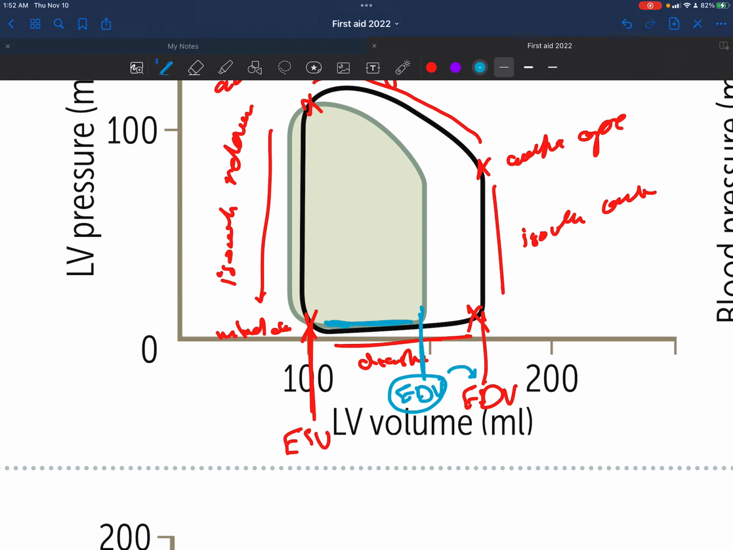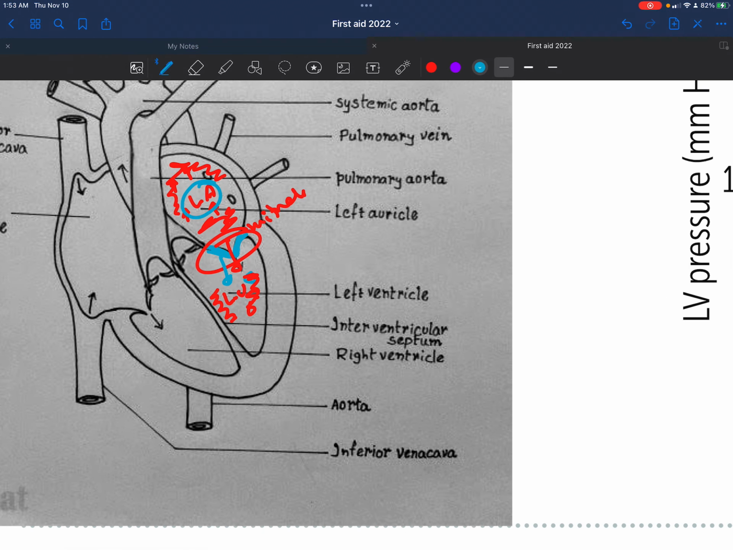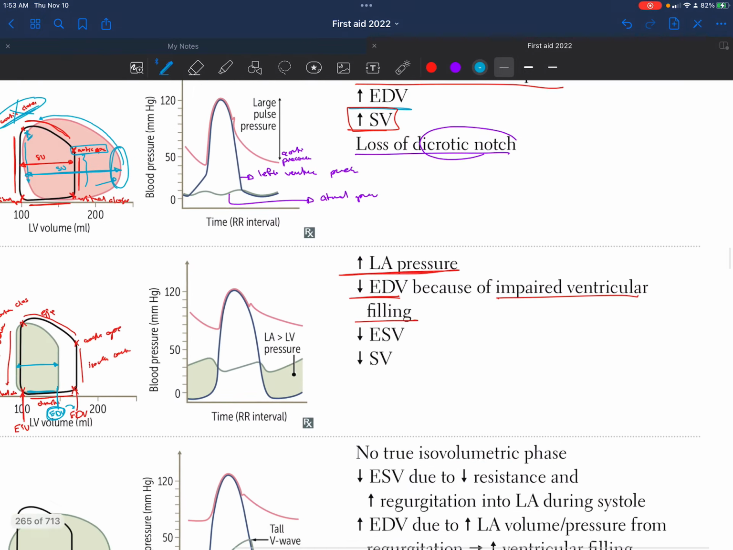So we're going to have a reduced filling, a problem with the filling. So there's a decrease in the end-diastolic volume. And of course, that means we have a decrease in stroke volume as well, because less coming in, less going out. So less coming into the left ventricle means less going out of the left ventricle, even though the aorta is completely fine. That means we have only a small amount of blood within the left ventricle, so only a small amount of blood goes into the aorta over here. That's why we have a smaller stroke volume.